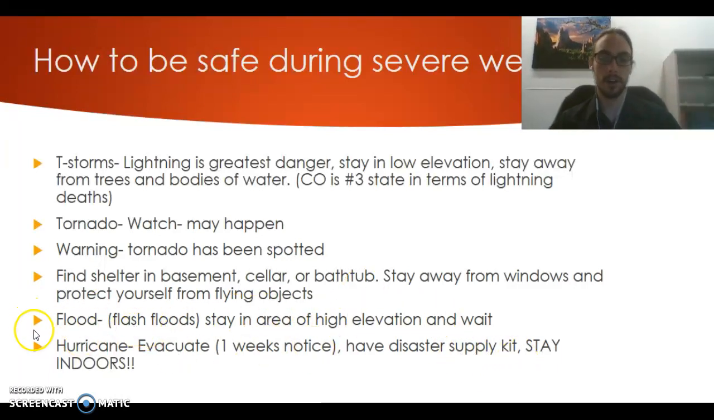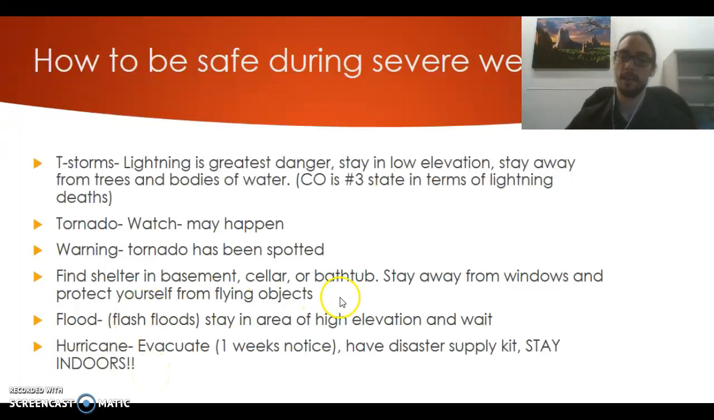And so the last one is hurricanes. So the number one thing to do is evacuate. Normally we have about a week's notice because hurricanes hit the Caribbean first, so they get hit, and then we can kind of tell what's going to happen on the mainland of the United States. So if you can't evacuate, make sure you have a disaster supply kit ready and stay indoors. If you go outside, there's going to be flying objects, there's going to be wind, things are going to be falling, and you're going to have that risk of flooding and flash floods. So you see people on the news walking around in the floods during hurricanes. That's stupid. Don't do that.